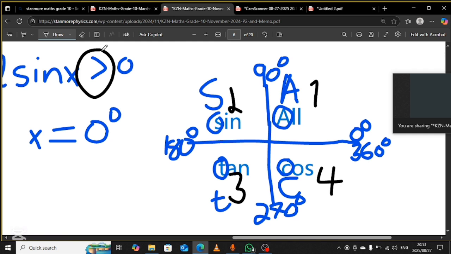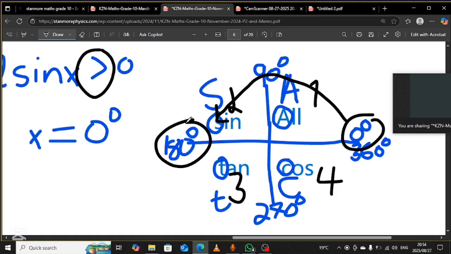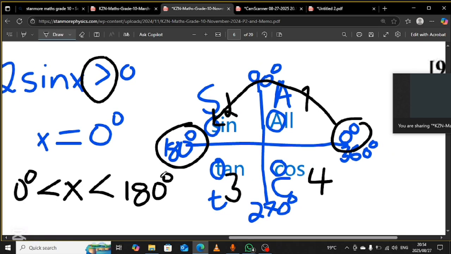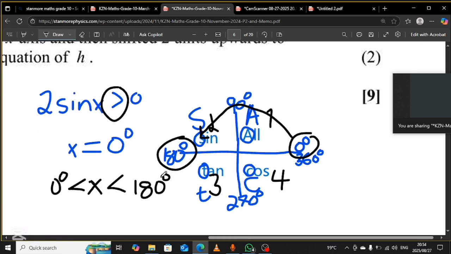According to this, remember I told you that when you see greater than, we are looking for the positive side only. From 0 degrees going up until 180 degrees, sine is positive. So we can conclude that x is from 0 degrees up until 180 degrees, where sine is positive. You understand it? Yes, I do. So we can also use another method. This is method number 1.